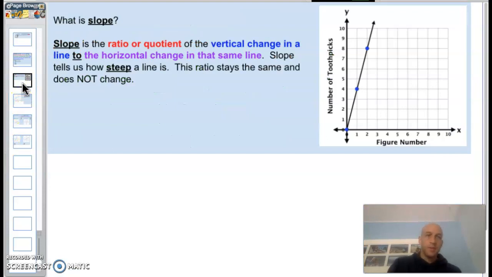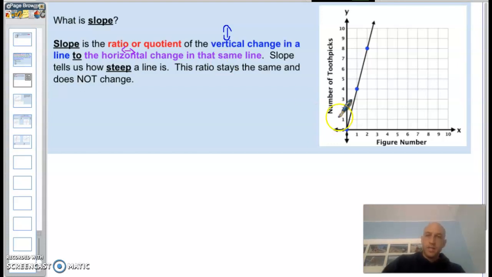Okay, so what is slope? So this is the technical definition of slope, and I will go through some examples with you. So slope is the ratio or quotient, so we're going to talk about the ratio today, of the vertical, so that's the up and down, right? The vertical change in a line compared to the horizontal change, and the horizontal change is side to side change in that same line. So how much does it go up versus how much does it move over? Slope tells us how steep a line is.